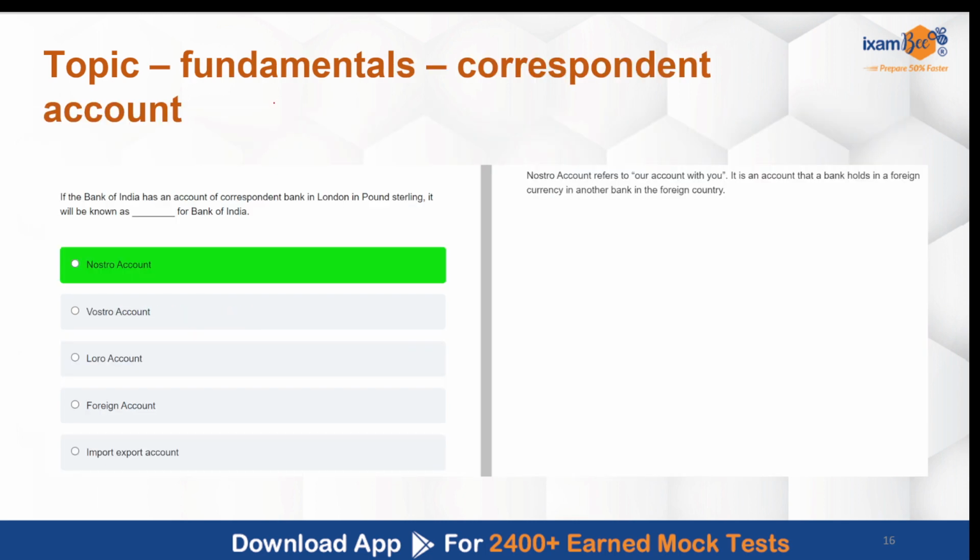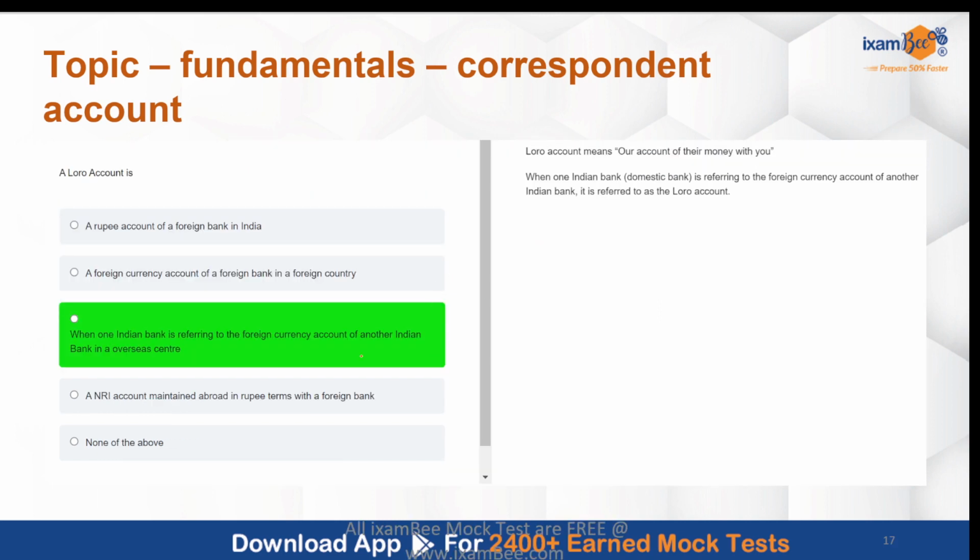The fundamentals related question about correspondent accounts that I had told you. One was, if the Bank of India has an account of a correspondent bank in London in the pound sterling, it will be known as what account? So it is known as a nostro account, right? Which means our account with you. So Bank of India has our account with a foreign bank in the foreign currency. The opposite of that is a vostro account, where a foreign bank opens an account in the Indian bank in the Indian currency, right? So that's a vostro account.